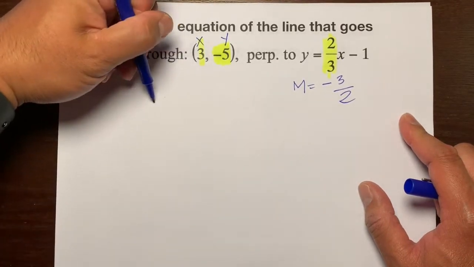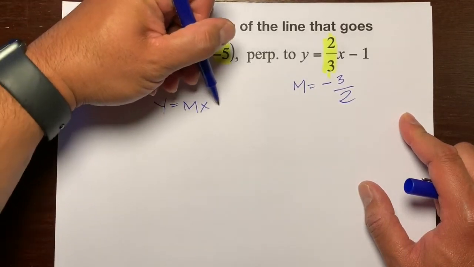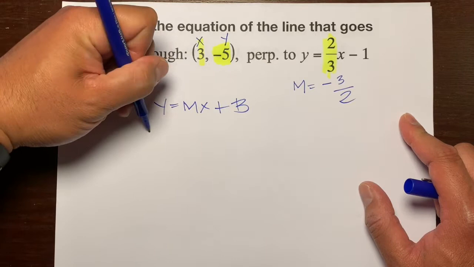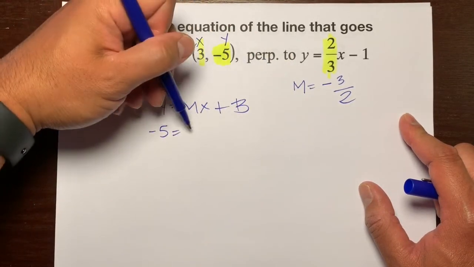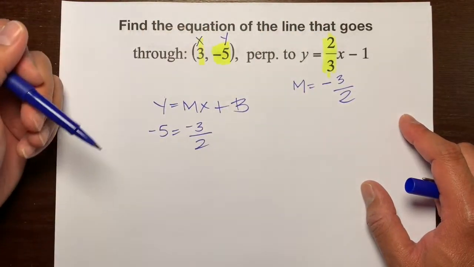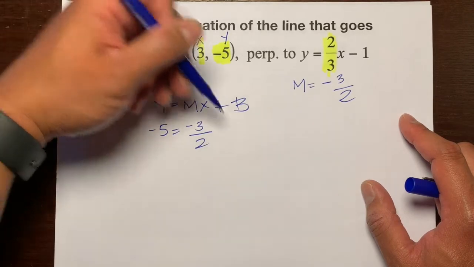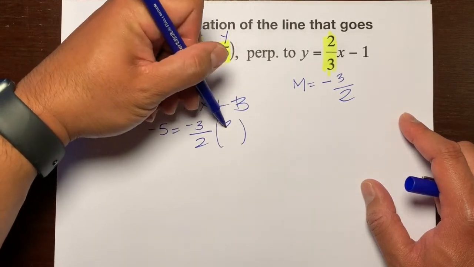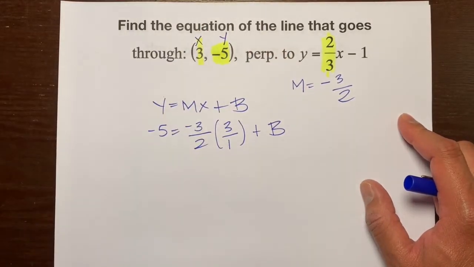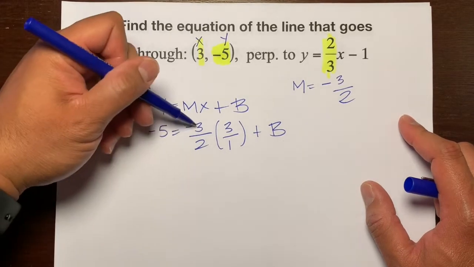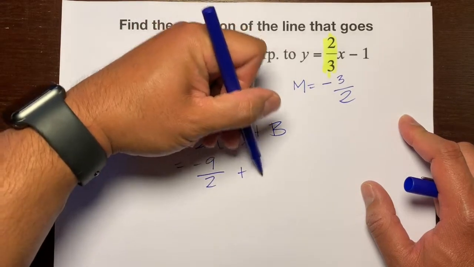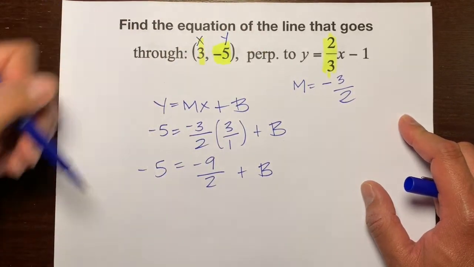Now we have all 3 values that we need to substitute into slope-intercept form. Our y is negative 5 equals m, which is negative 3 over 2. So that's what we're going to use. And our x is 3. And we're going to write 3 over 1. Since we have a fraction, we'll make it multiply a fraction. And let's do some multiplication. So negative 3 times 3 is negative 9 over 2 plus b and negative 5.